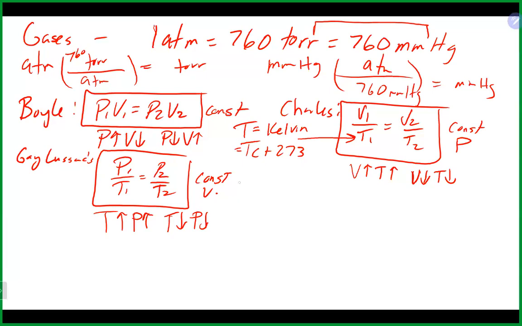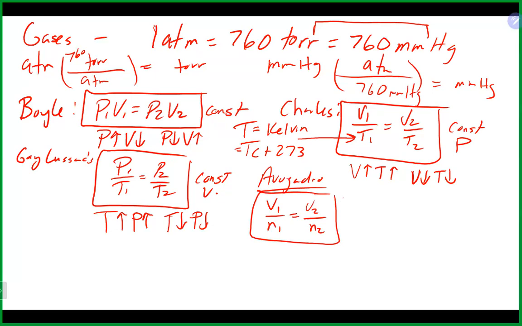We also saw our friend Avogadro, which is our V1 N1 is equal to V2 N2. And this was at two different conditions, constant pressure and temperature. What we talked about here was that as the moles increase, so does the volume of the gas, sort of proportional to each other.